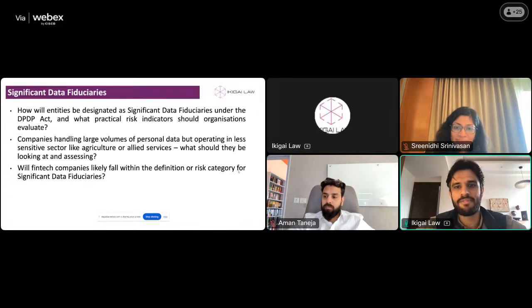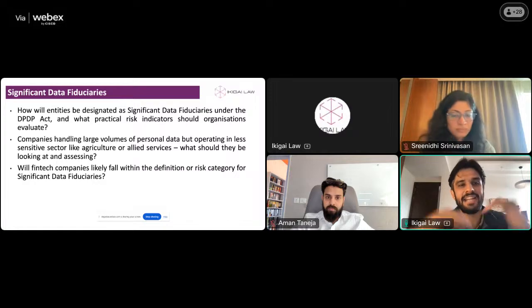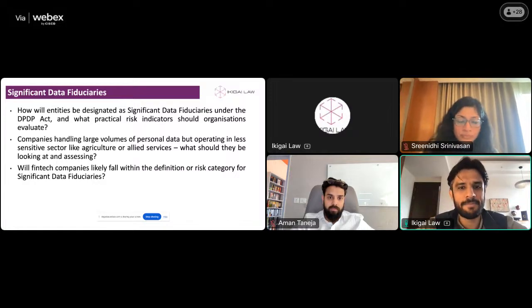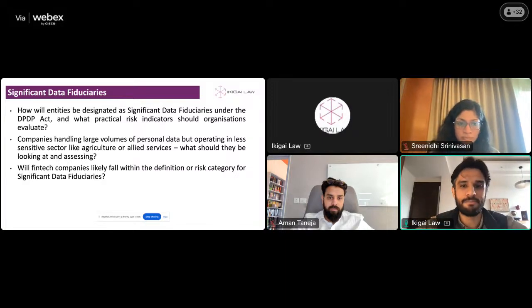We'll start with the first theme of the day, which is significant data fiduciaries, the enhanced compliance tier under the DPDP Act and the rules. Section 10 gives the central government the power to notify entities as significant data fiduciaries based on a variety of factors: sensitivity, risk to principals, impact on sovereignty. But we don't have very specific bright line thresholds, not enough guidance.